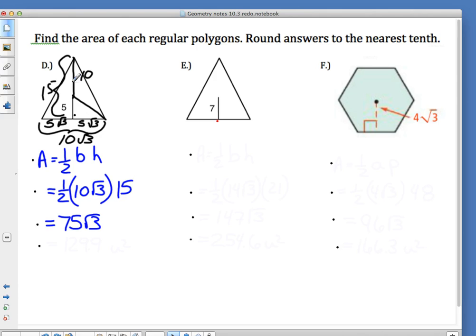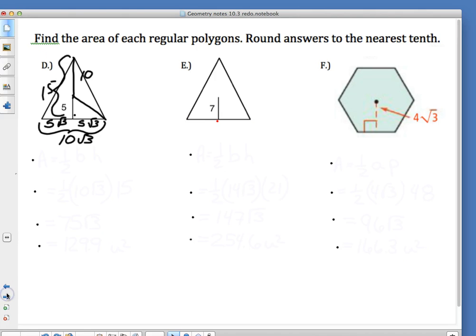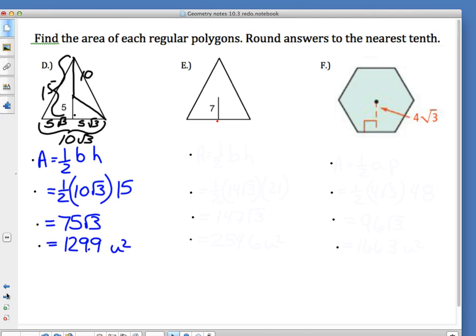I pop it in my calculator because this is considered the, excuse me, hate that when I do that. That's considered the exact answer. This is the approximate, 129.9. And I rounded to the 10th.